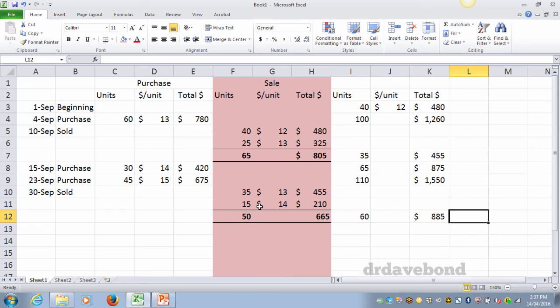As I said, with some of this stuff, it is just a matter of playing with it and working through it and getting to grips with it. But the idea at its core is the first things that you buy in are the first units that you sell.